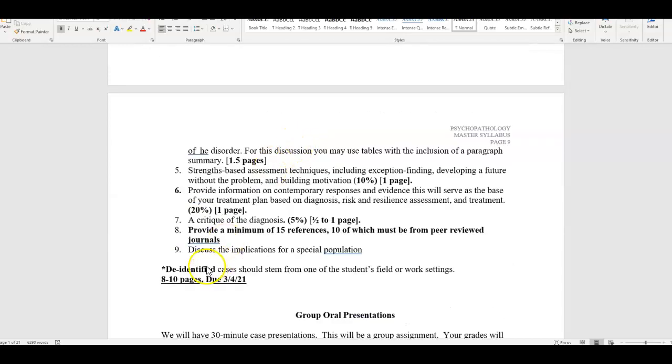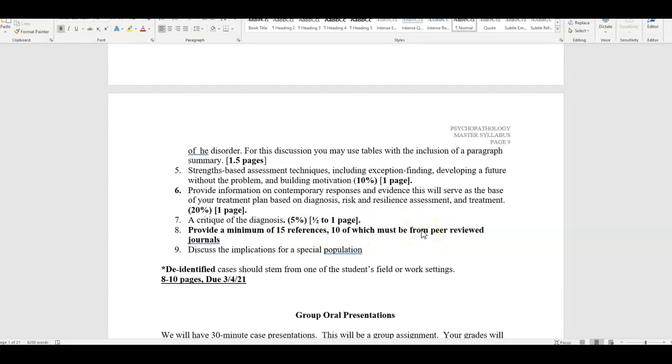So here you're going to come up with another possible diagnosis and provide evidence why you ruled it out. And that evidence I'm looking for is, again, referencing your information that you gathered from the biopsychosocial assessment and the DSM-5 as well. As with all your other papers, you are making sure that you are consulting with the literature and making sure your write-ups are grounded in the literature. So provide a minimum of 15 references, 10 of which must be from peer-reviewed journals. Please feel free to utilize your textbooks as part of those references, but also consult with the literature.